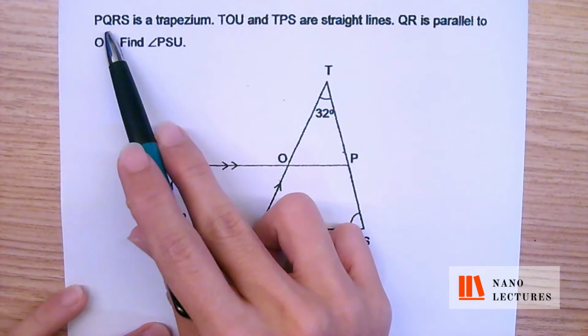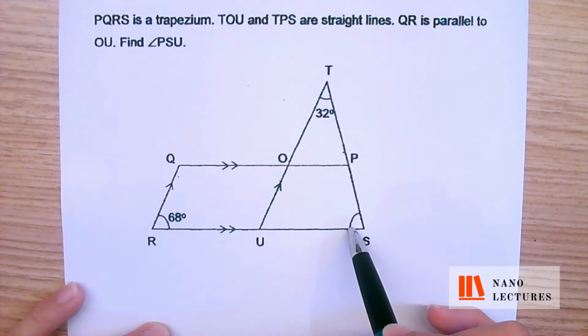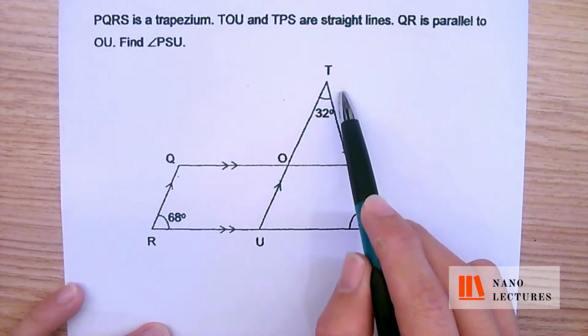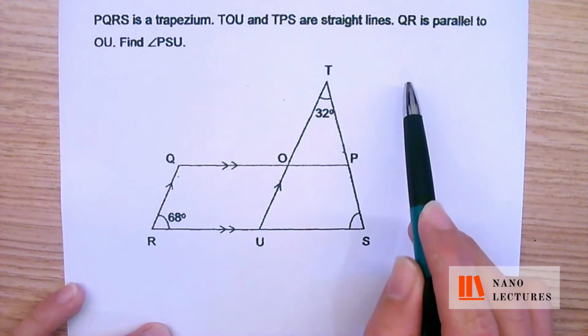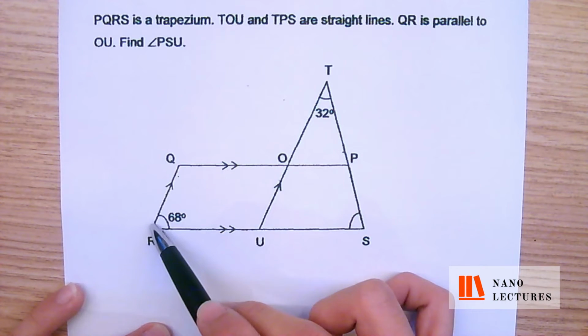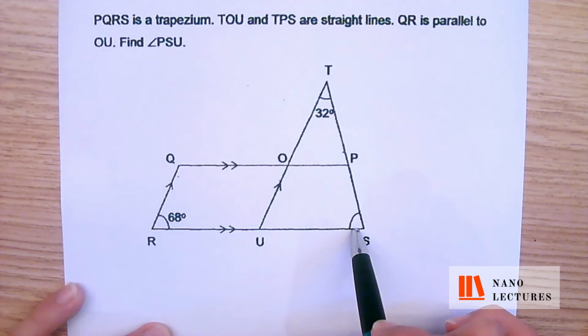Okay, so right now they mentioned that PQRS is a trapezium. PQRS is a trapezium. And then TOU, which is here, and TPS are straight lines. QR is parallel to OU. Find PSU. Okay, so let's try to strategize over here.